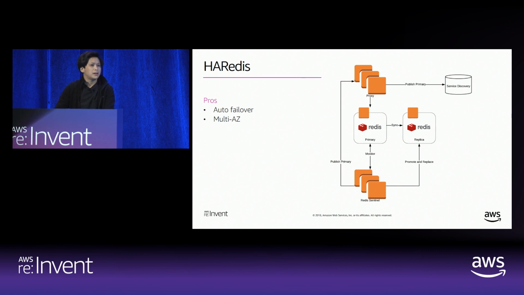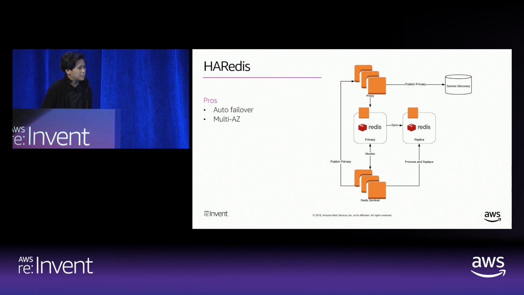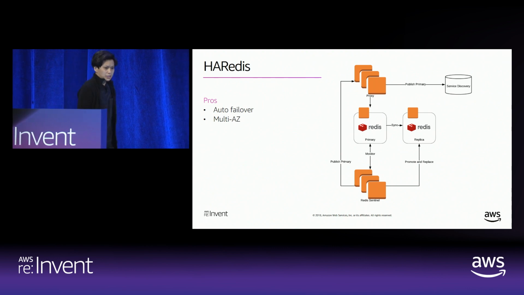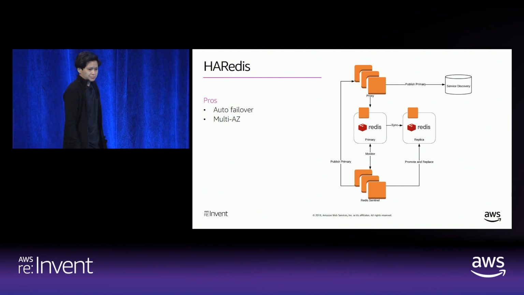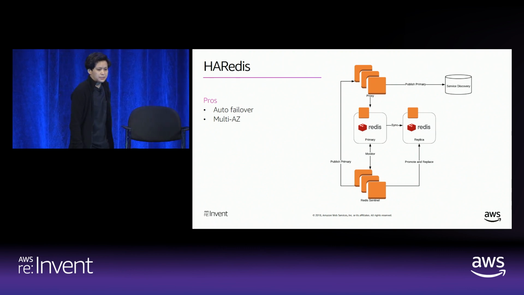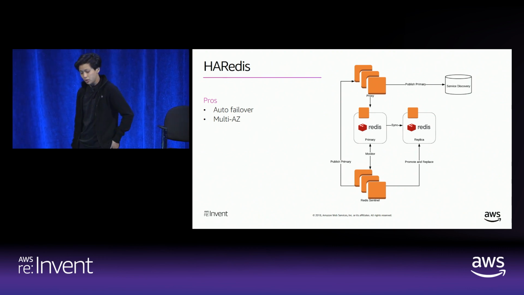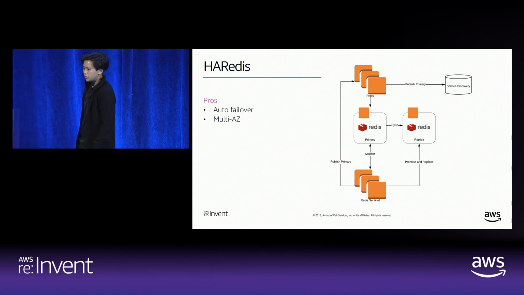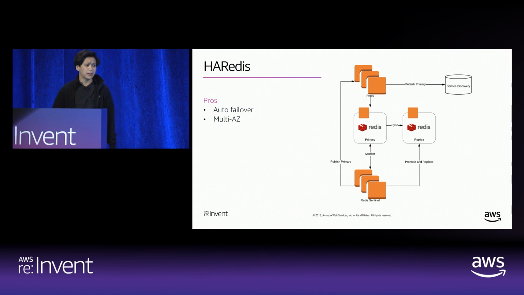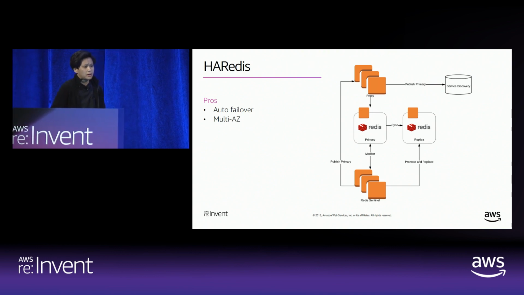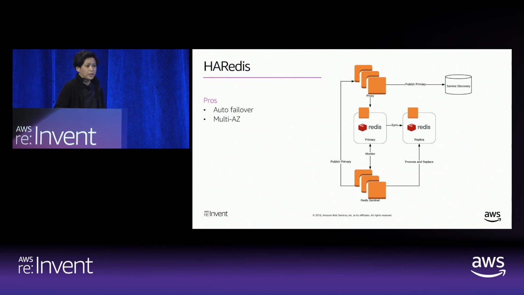The other architecture we had was called HA Redis, or High Availability Redis. This one had auto failover. So we had that mechanism in place. It was also multi-AZ. As you can see in this diagram, we had this service called Redis Sentinel that continually monitored our Redis clusters. And whenever there was a failure event, we did an automatic promotion of the replica and replaced it with a new instance, and published the new primary to our service discovery.